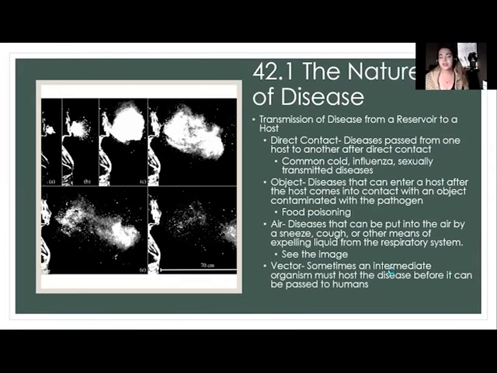And then the last one is a vector. A vector refers to organisms that are a part of the life cycle of whatever the pathogen is. For certain viruses, they have to live in other parasites before they can infect a human. For example, Lyme disease has to live in a tick before it can infect a human, and malaria has to live in the mouth part of a mosquito before it can infect a human.